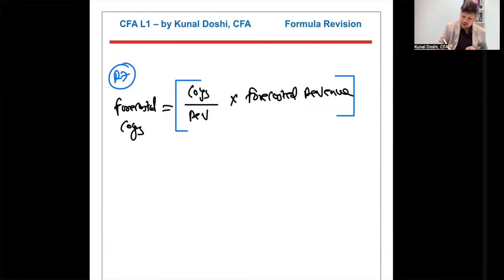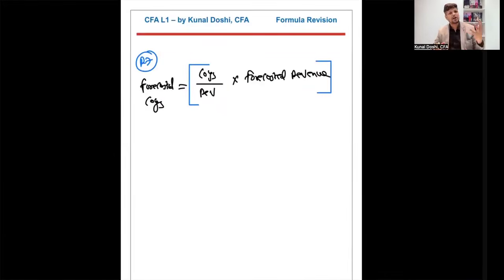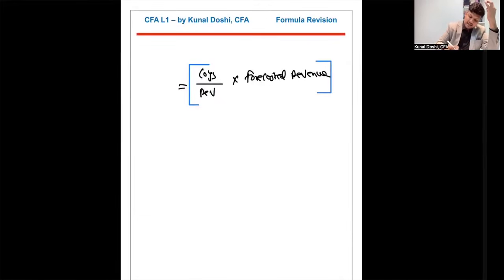Very simple. The formula looks scary, but don't worry. It is simply your past COGS percentage, that is cost of goods sold, right? Sorry, forecasted COGS. I'm writing the wrong thing. Forecasted COGS is COGS over past revenue into forecasted revenue.